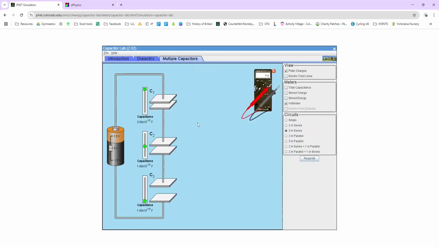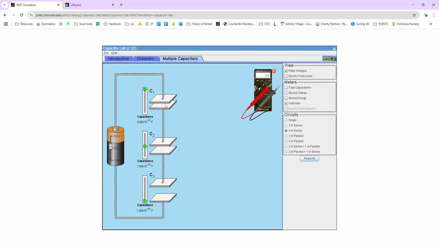Here we can see three capacitors in series with each other. The first capacitor has a very large capacitance, the second has a middle capacitance, and the third has a very low capacitance. As we charge the capacitors, we will see the behaviour of the charges in the circuit.